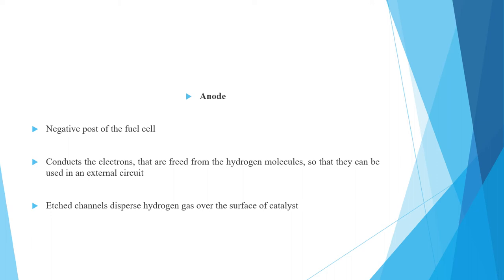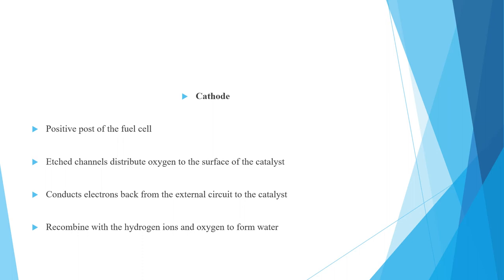Next one is the cathode, the positive post of the fuel cell. As we know, every fuel cell has two terminals, one positive and one negative. The negative portion is known as the anode, and the positive portion is known as the cathode. So the cathode is the positive post of the fuel cell.